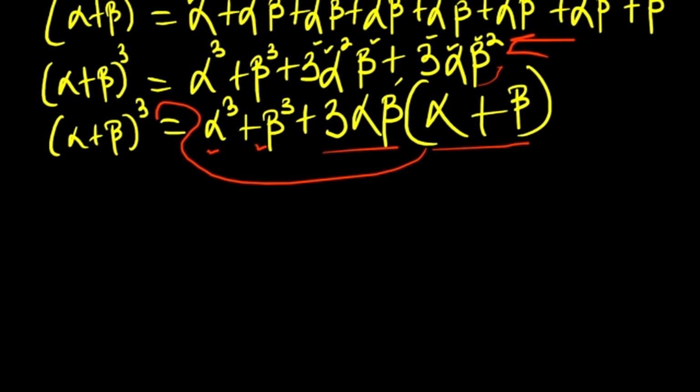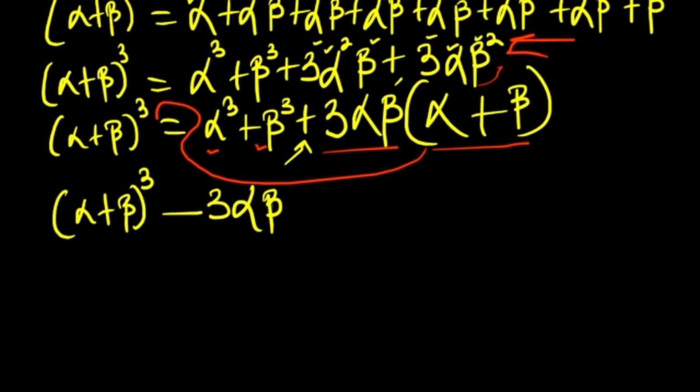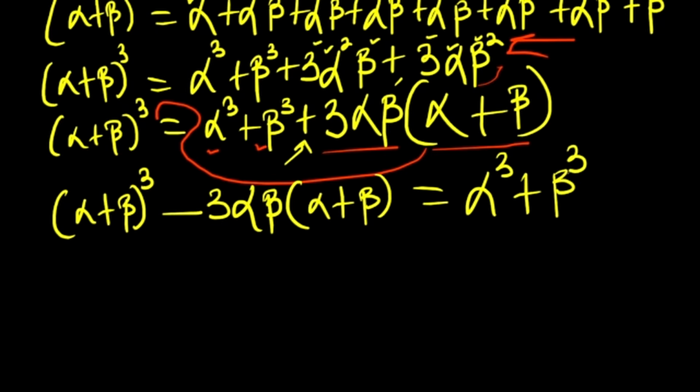Here we have alpha plus beta to the power of 3. This right here is a plus, right? It's a plus 3 alpha beta. If it comes to this side, it now becomes a minus 3 alpha beta multiplied by alpha plus beta. Okay, this is equal to what? Alpha cubed plus beta cubed. And this is the formula of alpha cubed plus beta cubed.